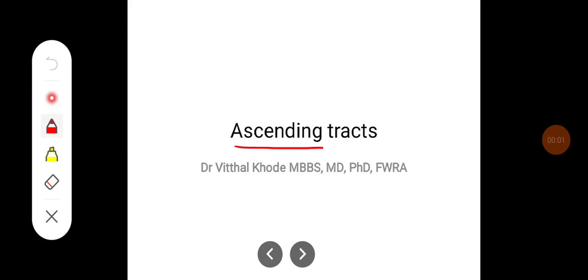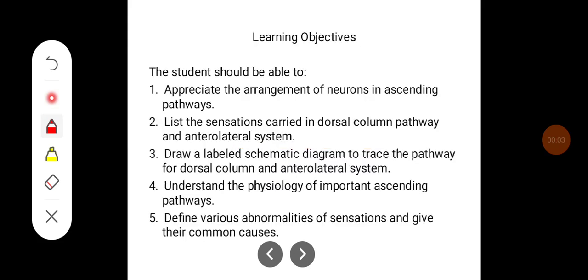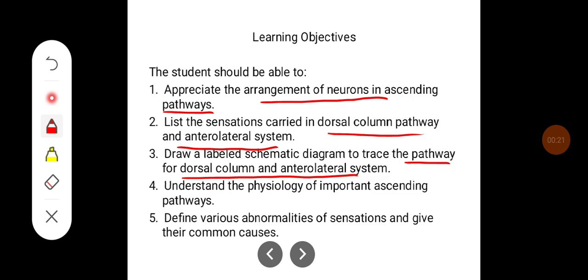To learn about some of the important ascending tracts. The learning objectives of this class would be to appreciate the arrangement of neurons in ascending pathways, list the sensation carried in dorsal column pathway and anterolateral system, draw labeled schematic diagram to trace the pathway for dorsal column and anterolateral system, understand the physiology of important ascending pathways, define various abnormalities of sensation and give their common causes.